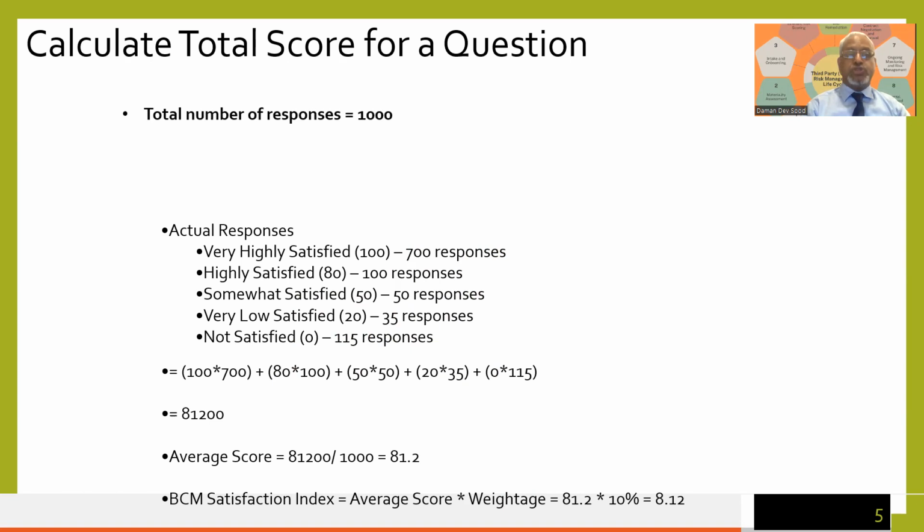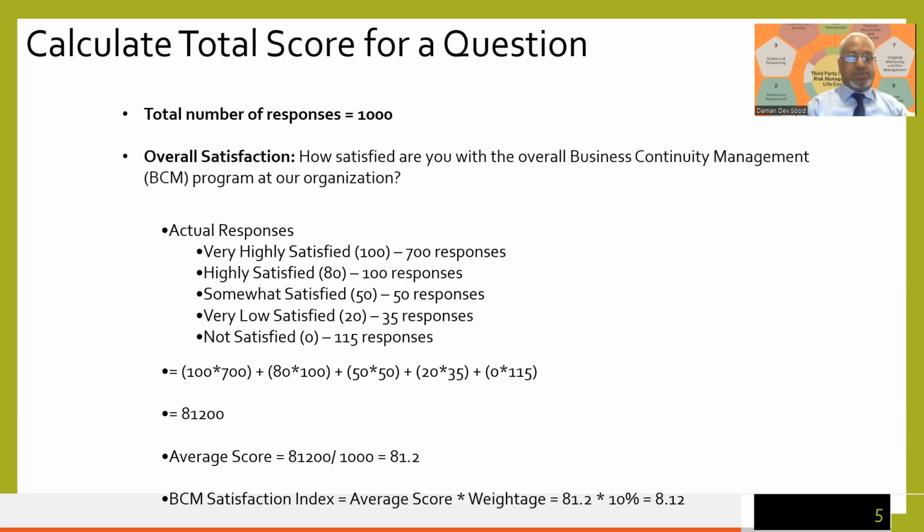Looking at this, assume you ran this survey and you got a total of 1000 responses. Looking at only the first question I am taking up, how satisfied are you with the overall business continuity management program at our organization? Assume this is how you got those responses. Out of 1000 responses, 700 saying very highly satisfied, which had a weightage of 100 if you recollect. 100 saying highly satisfied, 50 saying somewhat satisfied, 35 saying very low satisfaction, and 115 saying not satisfied.